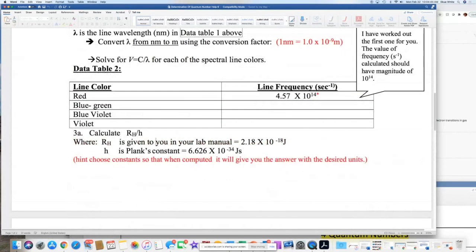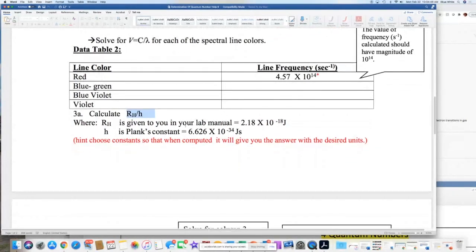But anyway, I show you here how to calculate RH over H. I tell you what RH is. All this dialogue is in your lab instructions. People struggle to find the information. I guess they get bored reading it. So I have it written out here for you. What is RH? It's a constant, and it's provided, this number right here. What is H? Another constant is provided right here. This is the Rydberg's constant.